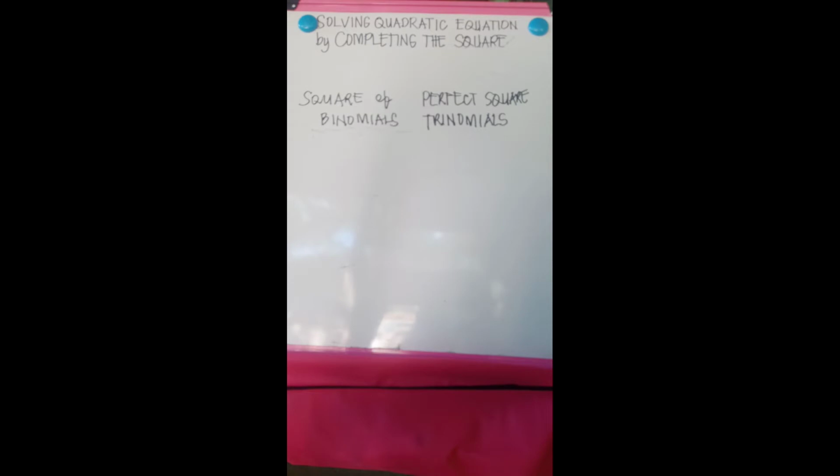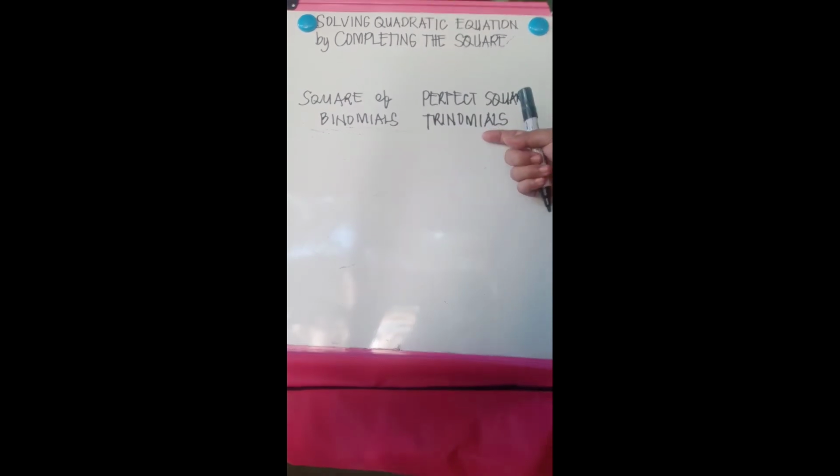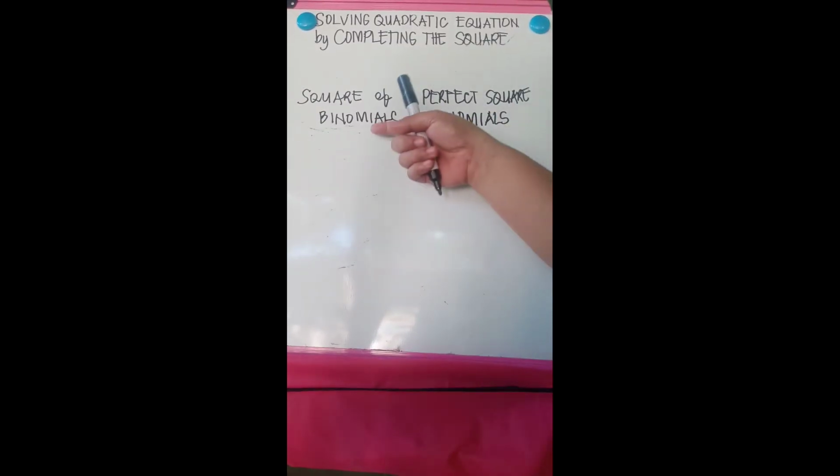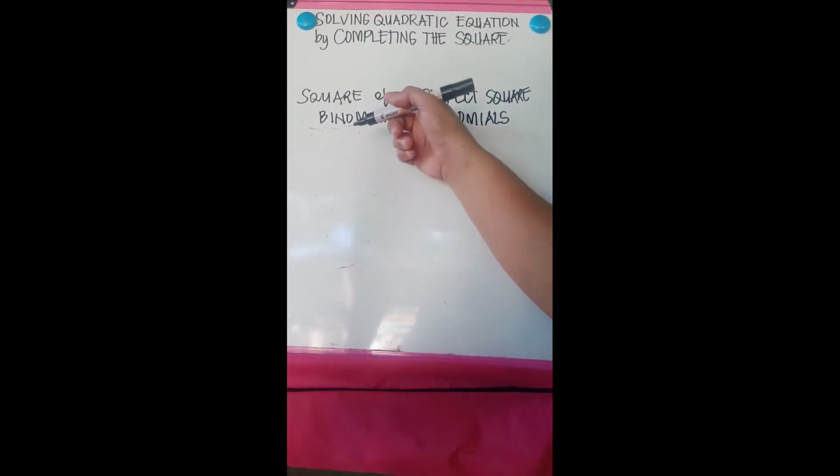So bago tayo mag-proceed sa lesson na to, review natin ang square of binomials and perfect square trinomial. So, itong dalawang to ay naging lesson na ninyo nung kayo ay grade 8. So, itong dalawang to ay gagamitin natin sa completing the square. Okay? So, square of binomials.